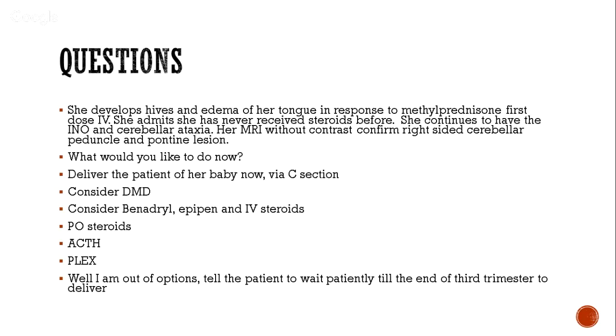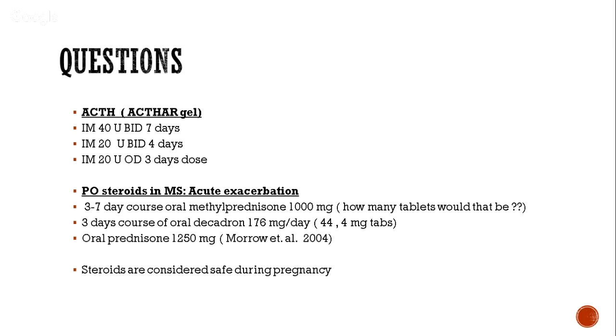My patient who came here got IV steroid Solu-Medrol and got hives and edema. We put her on PO steroids and she did fairly well. But how much PO steroids would you give her? 60. Really high dose. When you're giving oral methylprednisone, it's 1,000 milligrams, or Decadron 176 milligrams per day. That is 44 4-milligram tablets, or 1250 milligrams of oral prednisone itself.